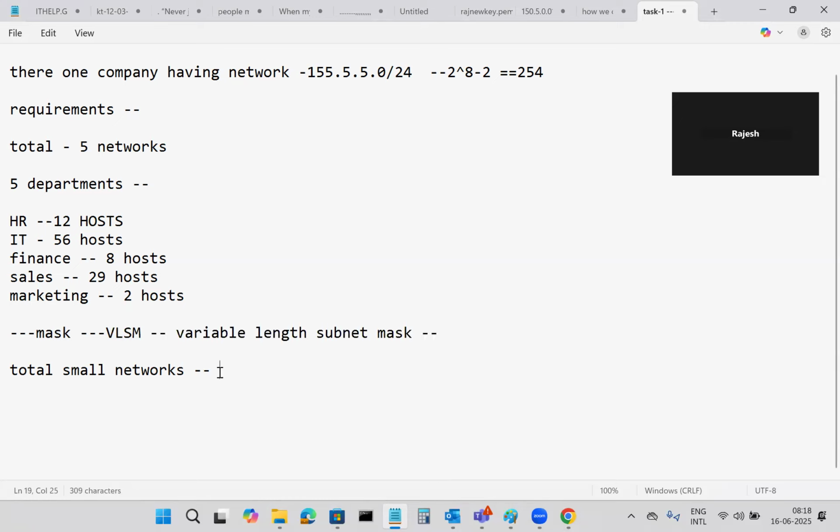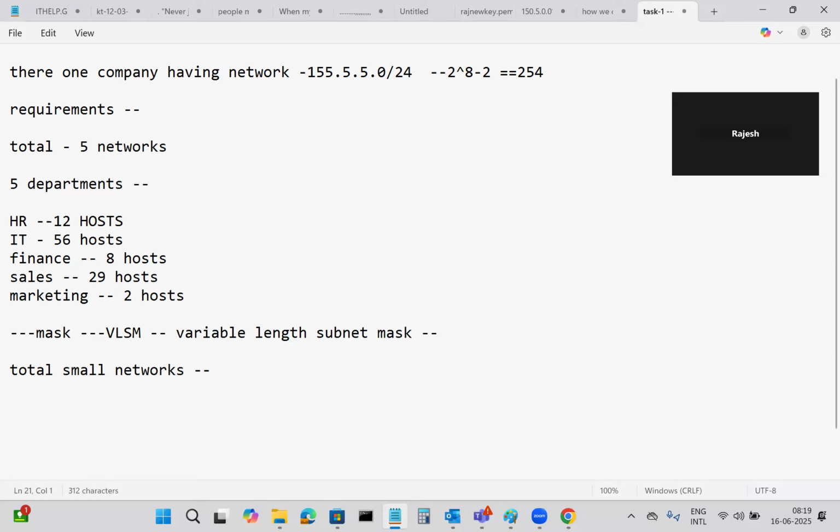Okay, so how will I approach this question? I will approach it according to the requirement, not according to the number of five networks. So I will use the 2 to the power n concept. First of all, I will write my requirements from top to bottom. Top to bottom means the one requiring the most IPs first, then the second highest, then the third, fourth, and fifth. In this way, I need to approach it.